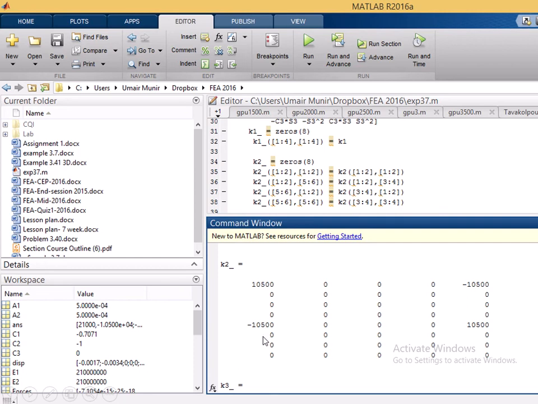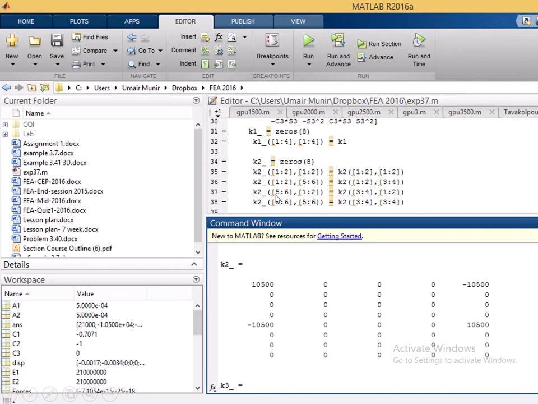fifth and sixth row. That means you are calling these four elements equal to K2 1:2 and 3:4. If you go back and see the K2 matrix, you will know that these elements are going to fit in here.